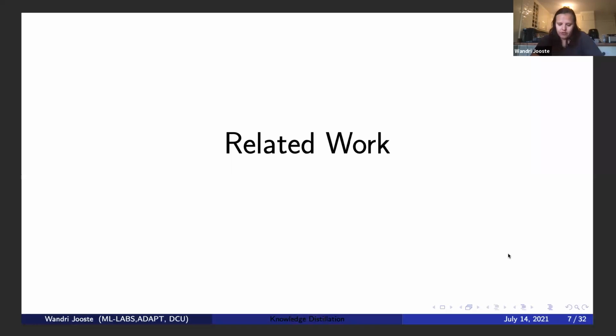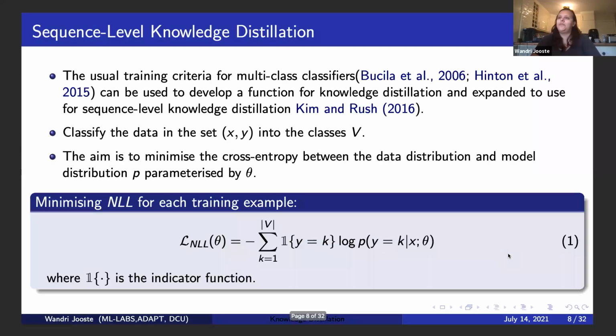For the related work, the usual training criteria for multi-class classification can be used to develop a function for knowledge distillation. This can further be expanded to finally get a function for sequence level knowledge distillation. Usually if you're trying to classify a set of data into different classes, the aim is to minimize the cross entropy between the data distribution and the model distribution.